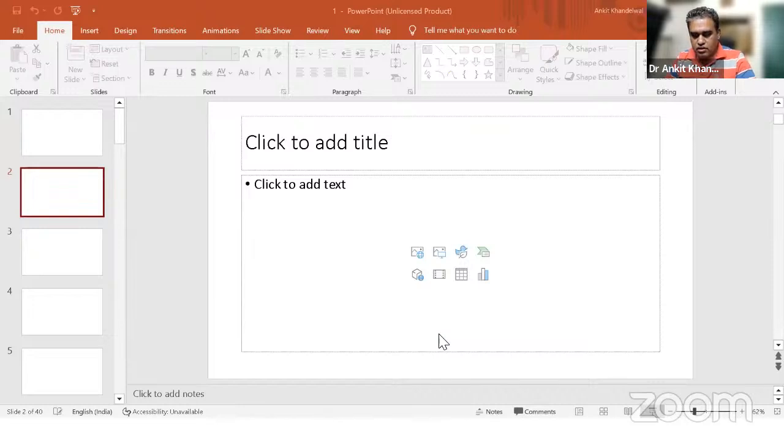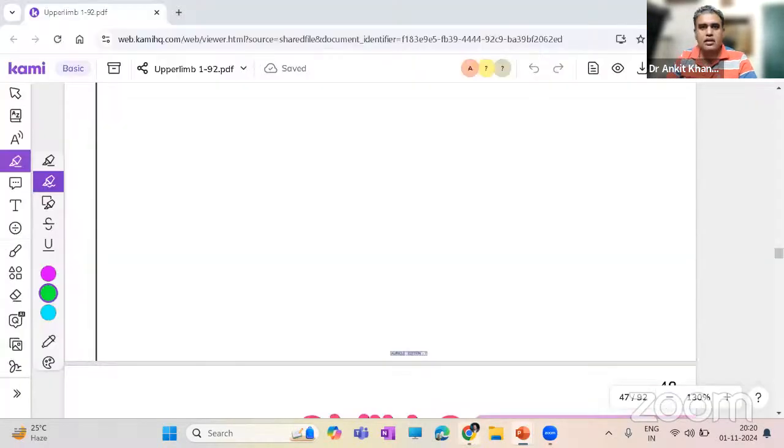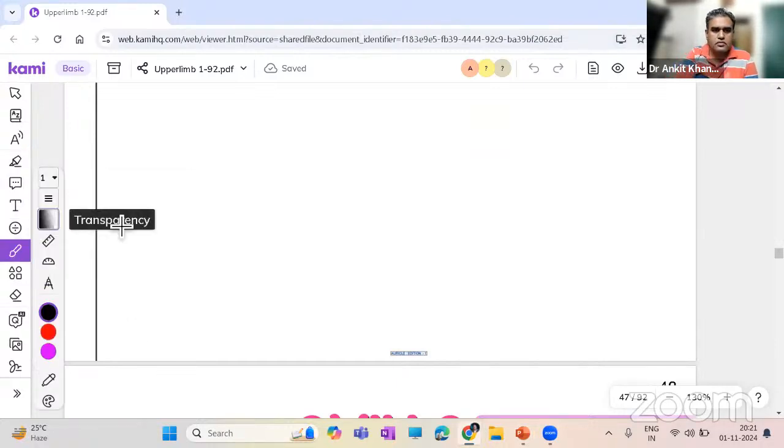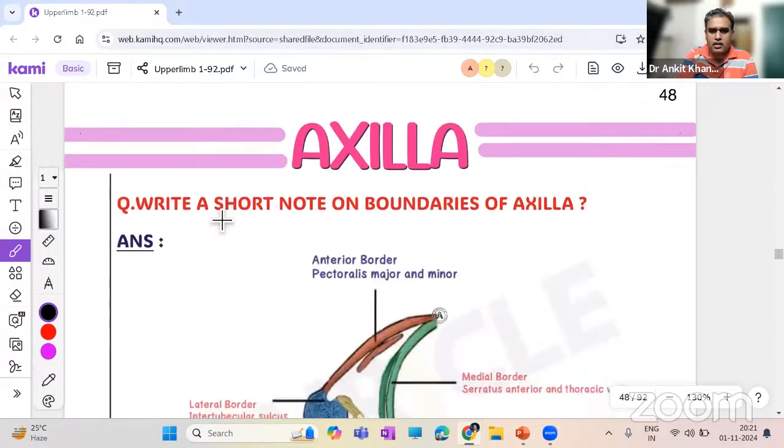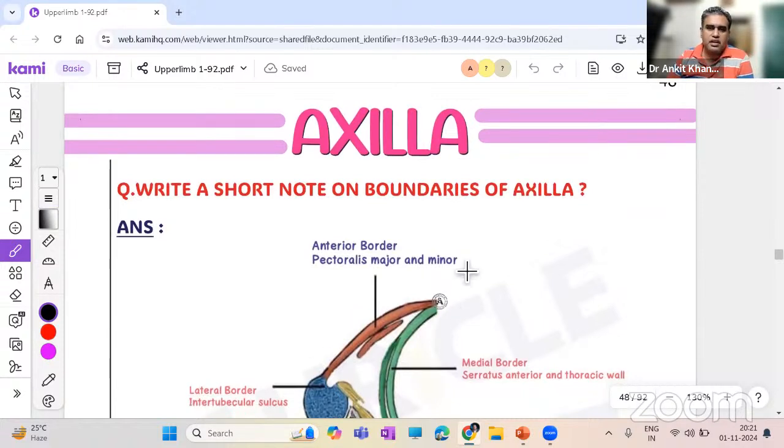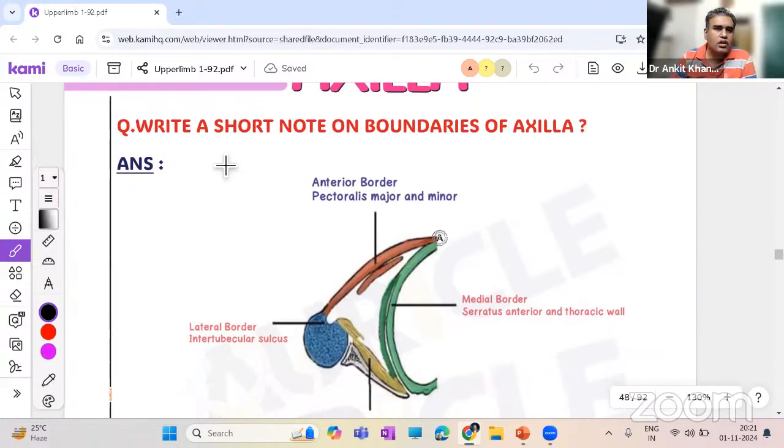So here we go. Axilla over here. The notes, why I prefer them, is because they're in a question-answer format, and it's easy for you to understand and also to transmit whatever knowledge I have to share with you, so we can add on to it. A question can come: write a short note on the boundaries of axilla.